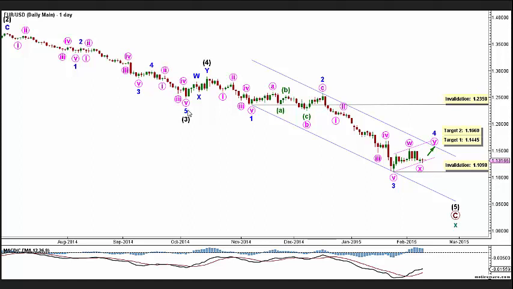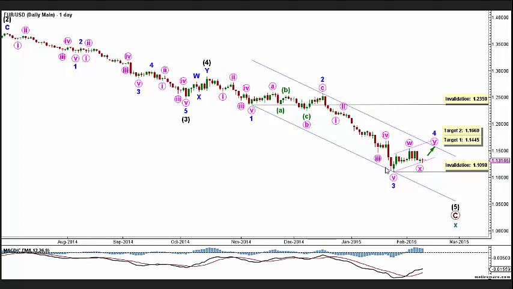Intermediate wave 4 formed a double zigzag labeled minor waves W, X, and Y, and intermediate wave 5 is forming an impulse labeled minor waves 1 through 5. Minor wave 1 formed an impulse labeled minute waves 1 through 5, and minor wave 2 formed an expanded flat labeled minute waves A, B, and C, retracing 38.2% of minor wave 1.